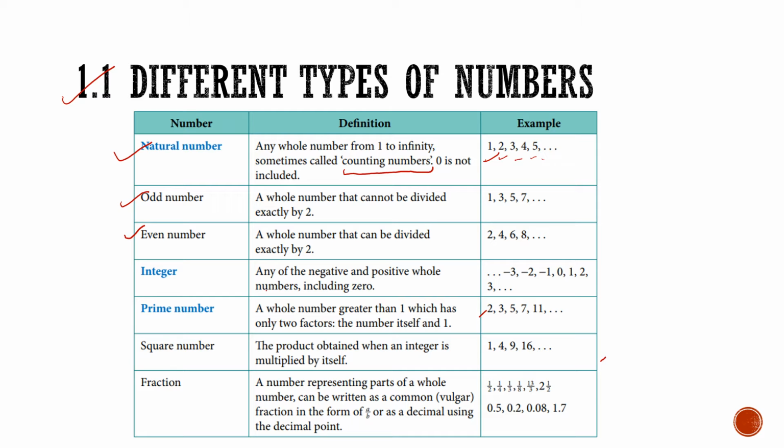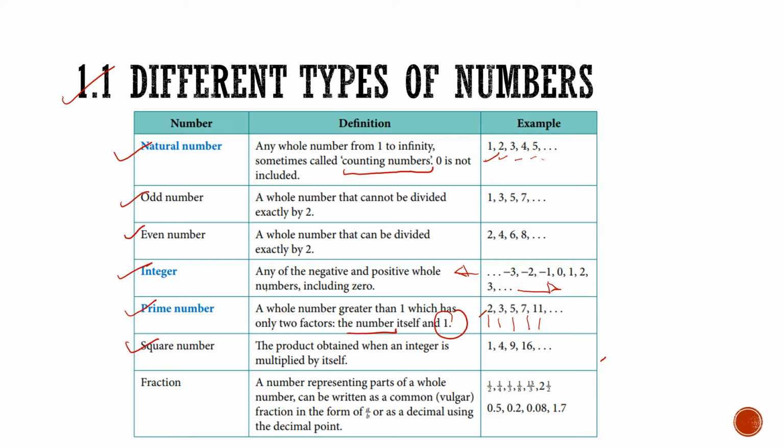Integers are any of the negative and positive whole numbers, including 0. Basically, every single whole number, which includes all the negative numbers to infinity and all the positive numbers to infinity, including 0. Then we have prime numbers, a whole number greater than 1 which has only two factors, the number itself and 1, such as 2, 3, 5, 7, 11, etc.